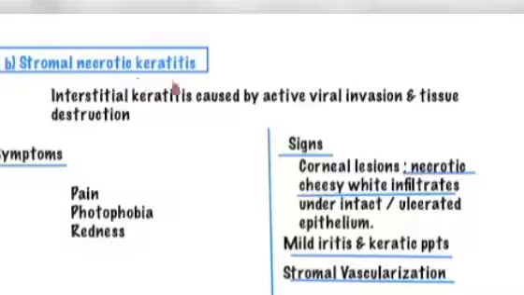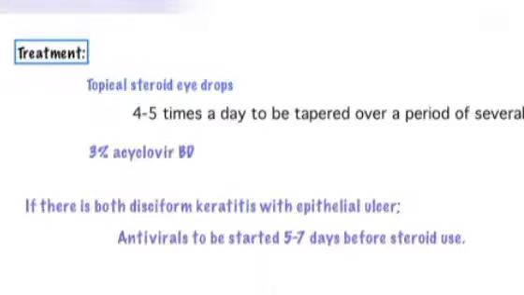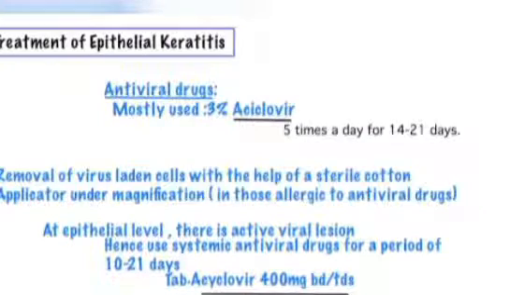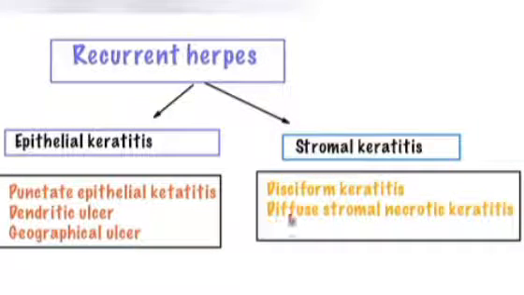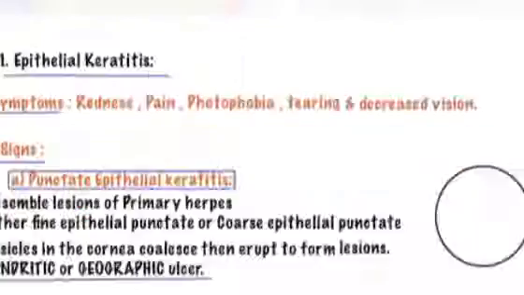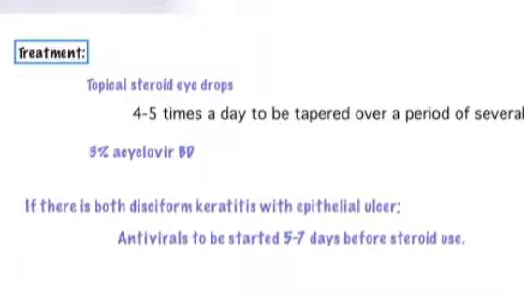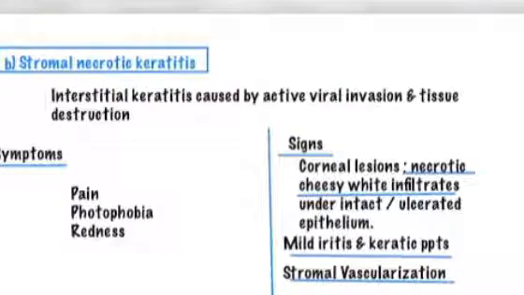Next is the stromal keratitis, which is diffuse stromal necrotic keratitis. So we finished deciform keratitis. Now we are going to the second topic of stromal keratitis, diffuse stromal necrotic keratitis. It is nothing but an interstitial keratitis caused by active viral invasion and tissue destruction. To be remembered here is active viral invasion.